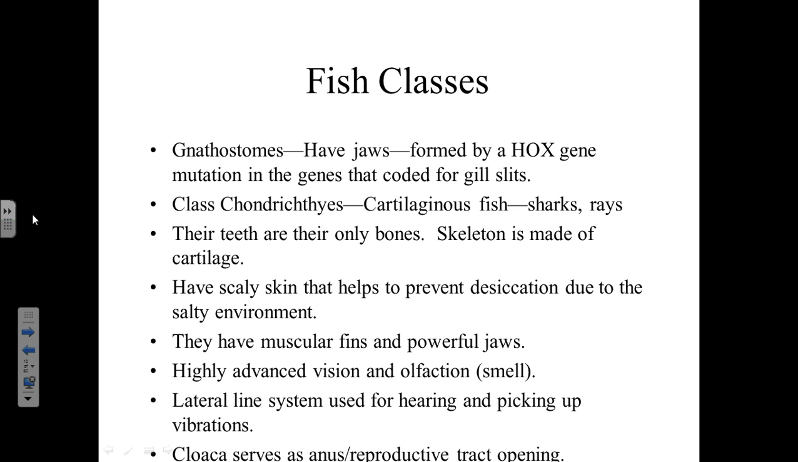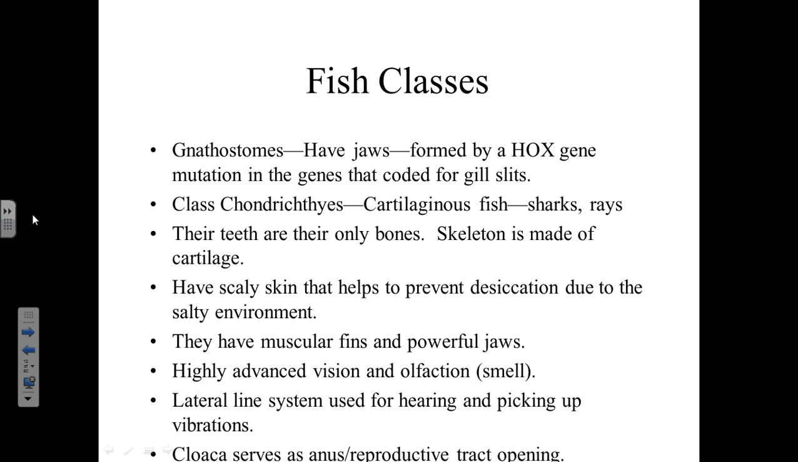Remember, the only bones they have are their teeth. Their skeleton's mostly made out of cartilage, makes it light, helps them move fast. It's not quite as strong as bone. Their skin is really thick to keep it from drying out because most of them live in the oceans. Really good sense of smell, pretty good sight.